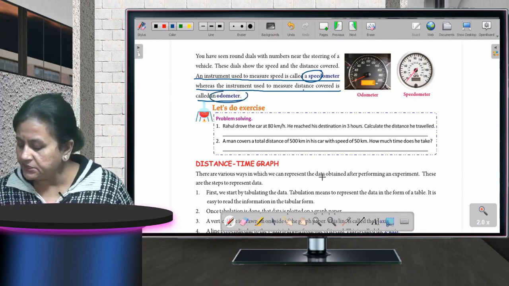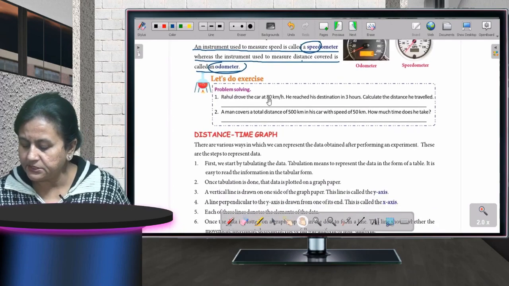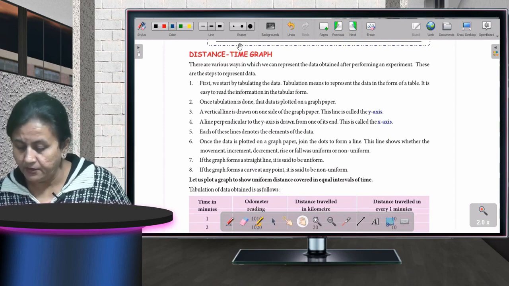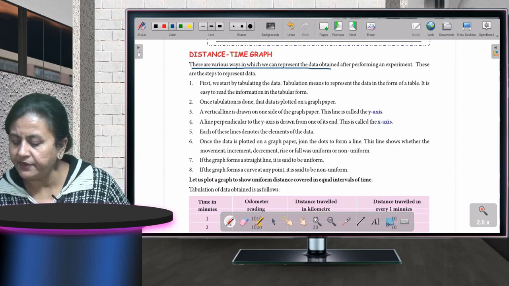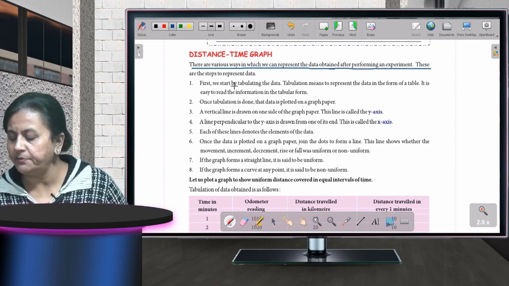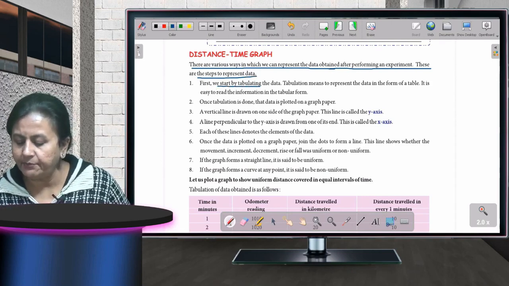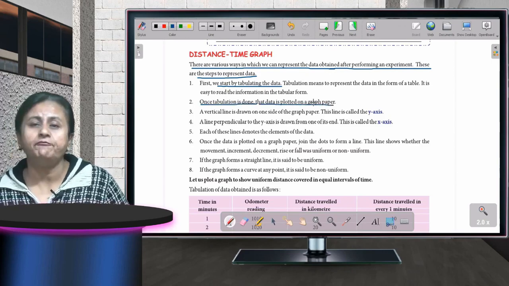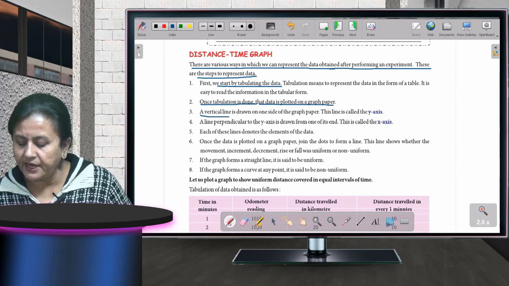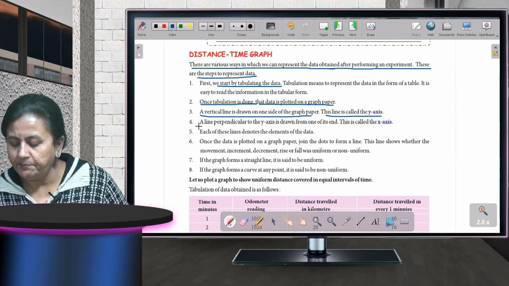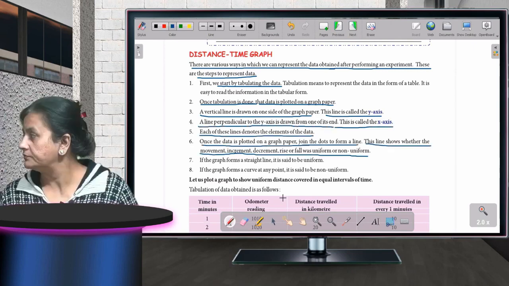Now, distance time graph. You can see it on your screen. There are various ways in which we can represent the data obtained after performing an experiment. These are the steps to represent data. First, we start by tabulating the data. Once tabulation is done, the data is plotted on graph paper. A vertical line is drawn on the side of the graph. This is called the y-axis. A line perpendicular to the y-axis is drawn.